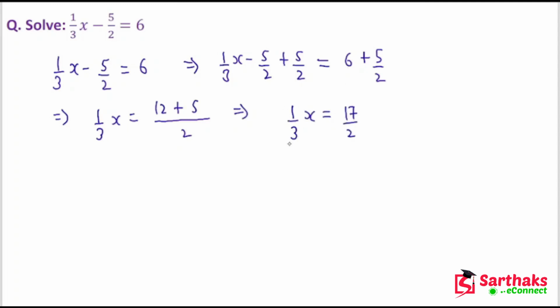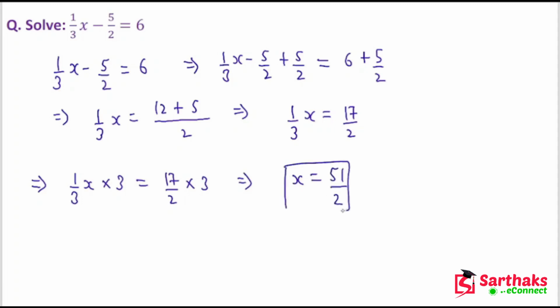Now you have to remove this 3, so you can multiply the LHS by 3, but since you multiply the LHS by 3, you also have to multiply the RHS by 3 in order to maintain the equality, right? So multiplying both the sides by 3, you can write all the steps on the right hand side with the use of braces. Similarly, adding 5 by 2 on both the sides. So now here we are multiplying both the sides by 3. Now 3 and 3 would cancel out and we will get x equals to 17 into 3, that is 51 upon 2, which is the solution of the equation.